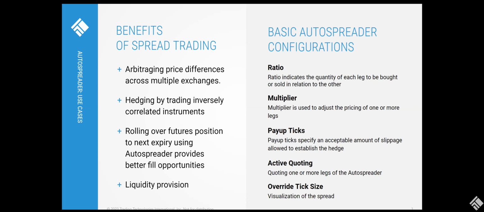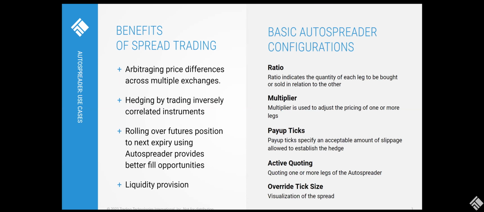Okay, so again, we're not going to be going into setting up all the details of the spread, but we did touch on this last time. So what are the basic Autospreader configurations? The ratio is a big one. It's going to indicate how much of each leg we're going to be buying and selling. So we're going to be buying 1 of this, selling 2 of that, or vice versa.